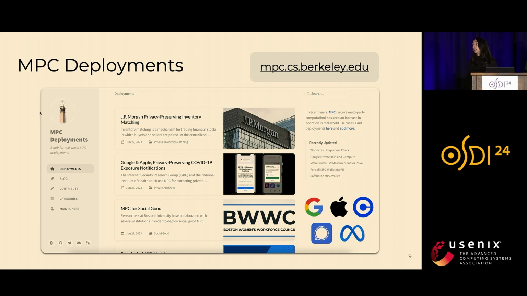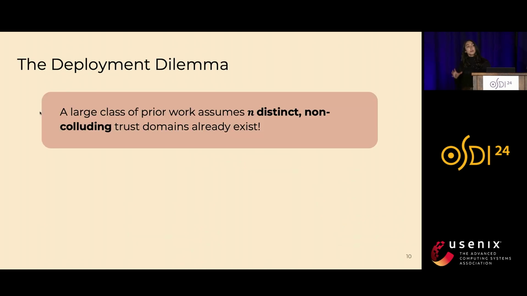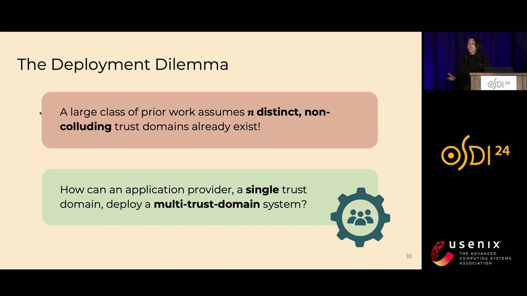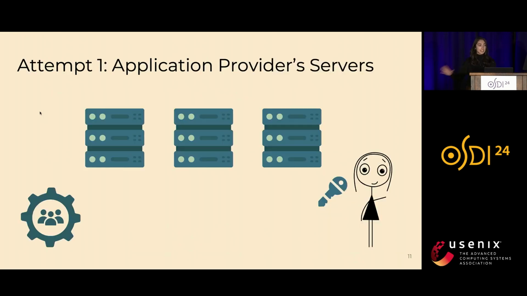But unfortunately, a large challenge still precludes the mass adoption of distributed trust. And this is that a large class of prior work assumes that n non-colluding trust domains already exist. But this is far from the truth, which gives rise to the deployment dilemma, which is, how can an application provider, which is inherently a single trust domain, go ahead and deploy a multi-trust domain system? So let's give this a shot.